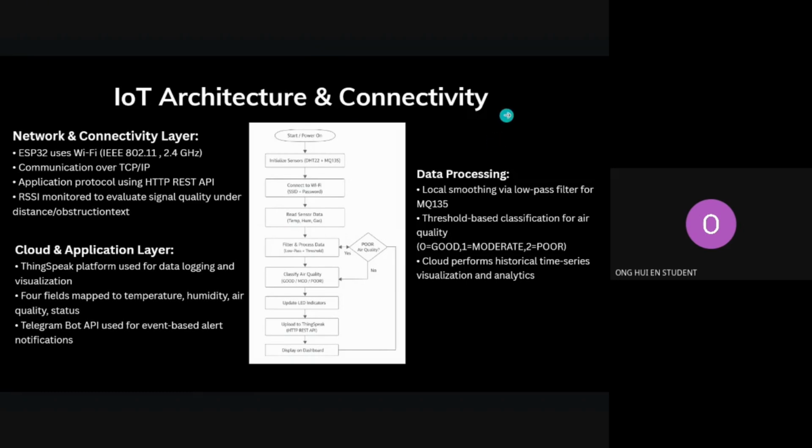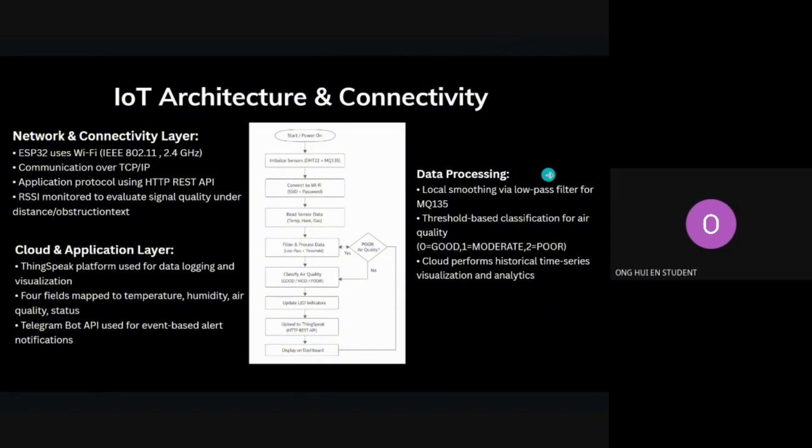For cloud processing and visualization, we use ThingSpeak. Four fields are mapped, which are temperature, humidity, air quality, and the status of the air. So the cloud stores the historical data and performs time series visualization so the trend can be analyzed.